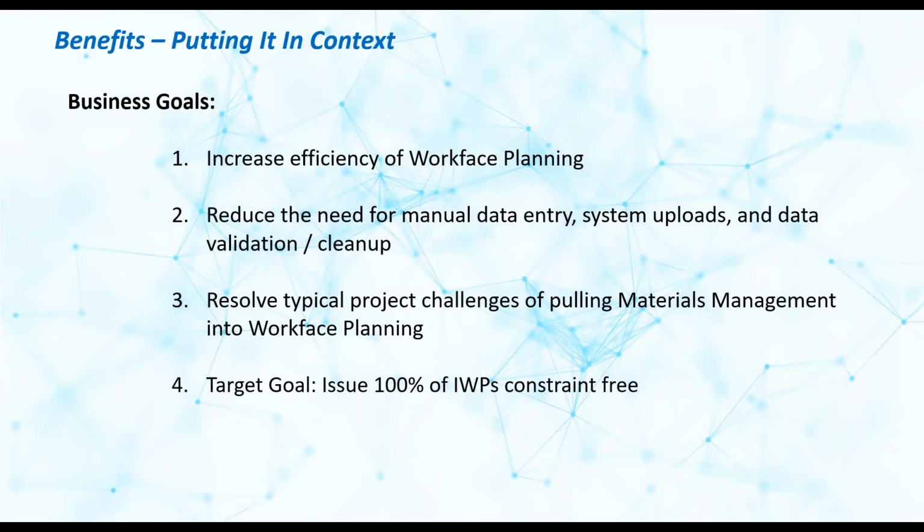Digital enablement of AWP also allows us to resolve typical challenges related to incorporating materials management into work phase planning by providing materials availability data to the workplace planning system through digital threads. This leads to the overall target goal, which is the issue of 100% constraint-free IWPs. Having a system that allows workplace planners to see materials availability is a great example of how this can be achieved. This allows planners to issue IWPs knowing that the materials needed to execute are available on-site and easily located.